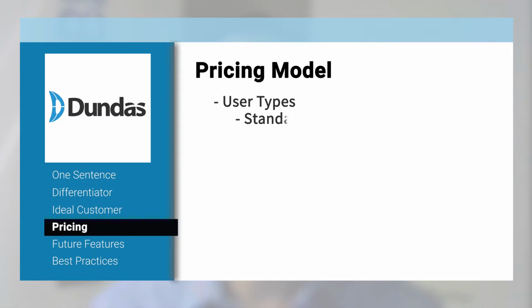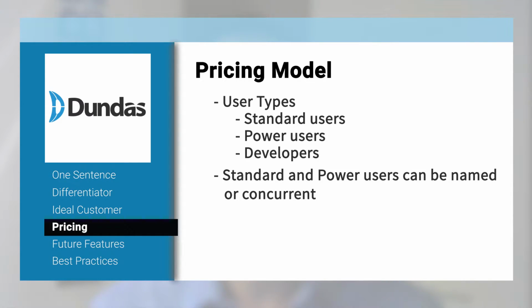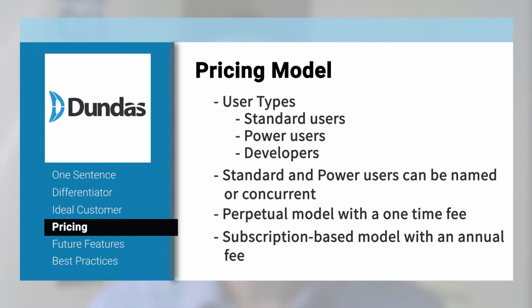I followed by pricing. I asked him how his product is priced. Our product is licensed by users. So there are three different types of users: standard users, power users, and developers. Standard and power users can either be named or concurrent, which means you can share one license among several people. Customers can and usually do opt for a perpetual pricing model, which is a one-time fee. However, we also offer a subscription-based model that has an annual fee associated with it.